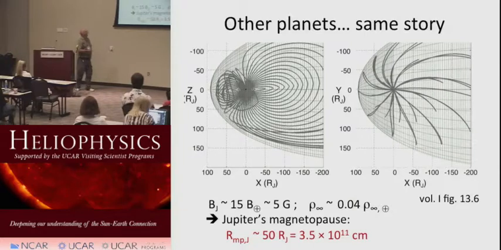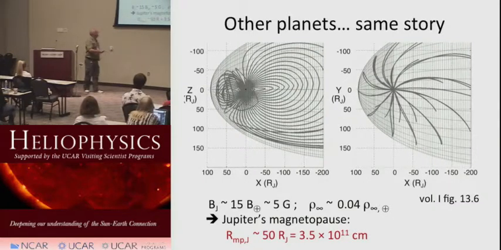This is actually even a little smaller than what's observed. That is this huge number. It is much bigger than the sun. The solar radius is 5 times smaller than this. So Jupiter's magnetosphere is truly huge.